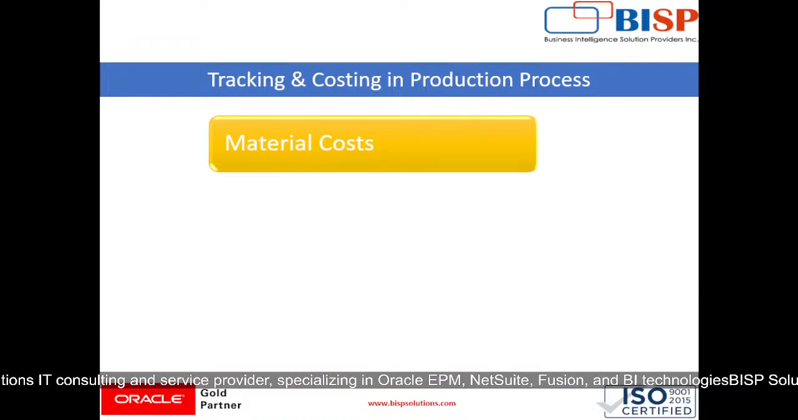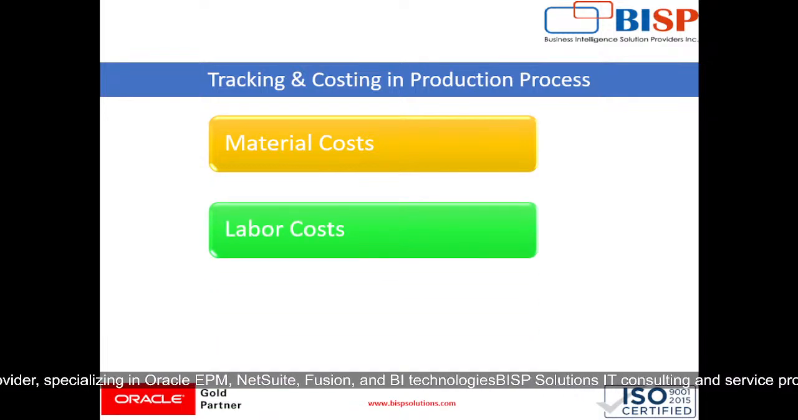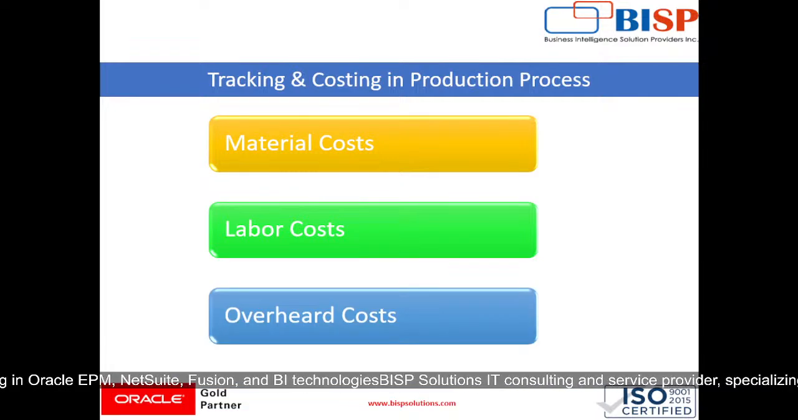Next comes tracking and costing in the production process, where material cost is the cost of raw materials consumed. Labor cost is the time spent by employees to produce goods. And overhead cost is costs related to utilities, machines, etc.